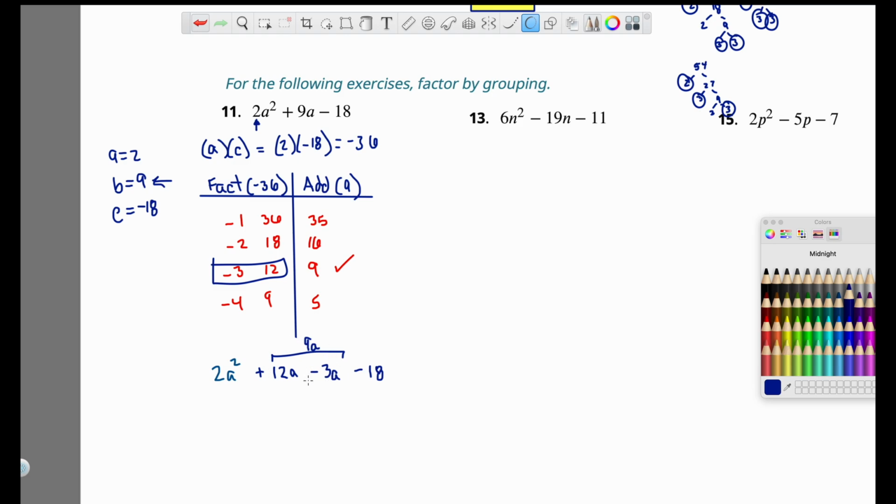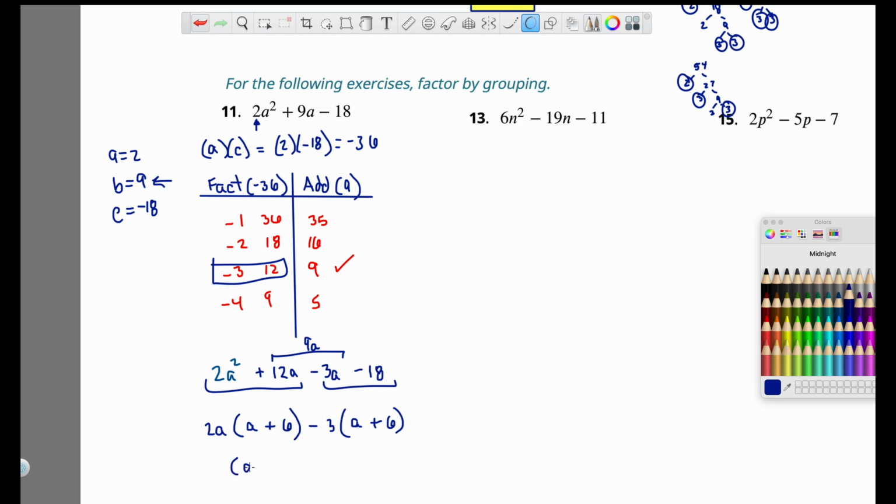It's still 9a. Now what we're going to do is take the greatest common factor of the first two and then the second two. So the first two, the GCF is 2a. If I factor that out, I'm left with a plus 6. And then over here, the last two, I'm going to take out a negative 3. And that leaves me with a plus 6. We really want to make sure that this binomial quantity for both of these is the same. It's got to be the same.